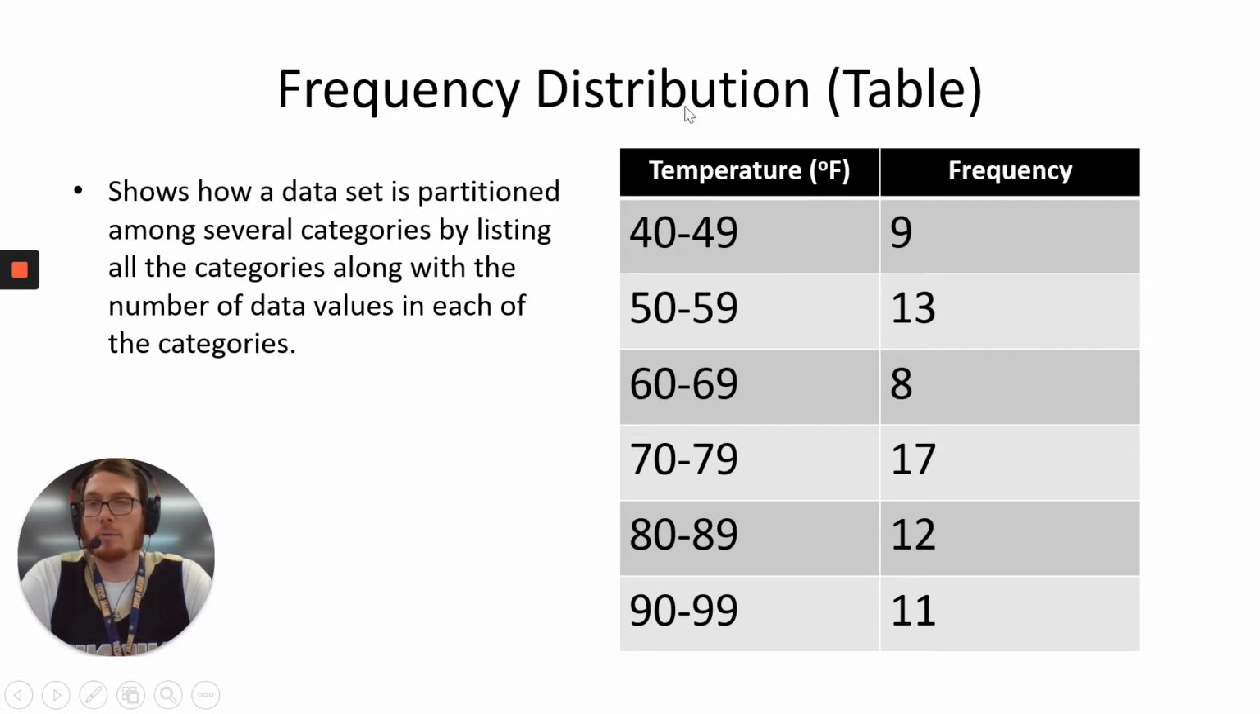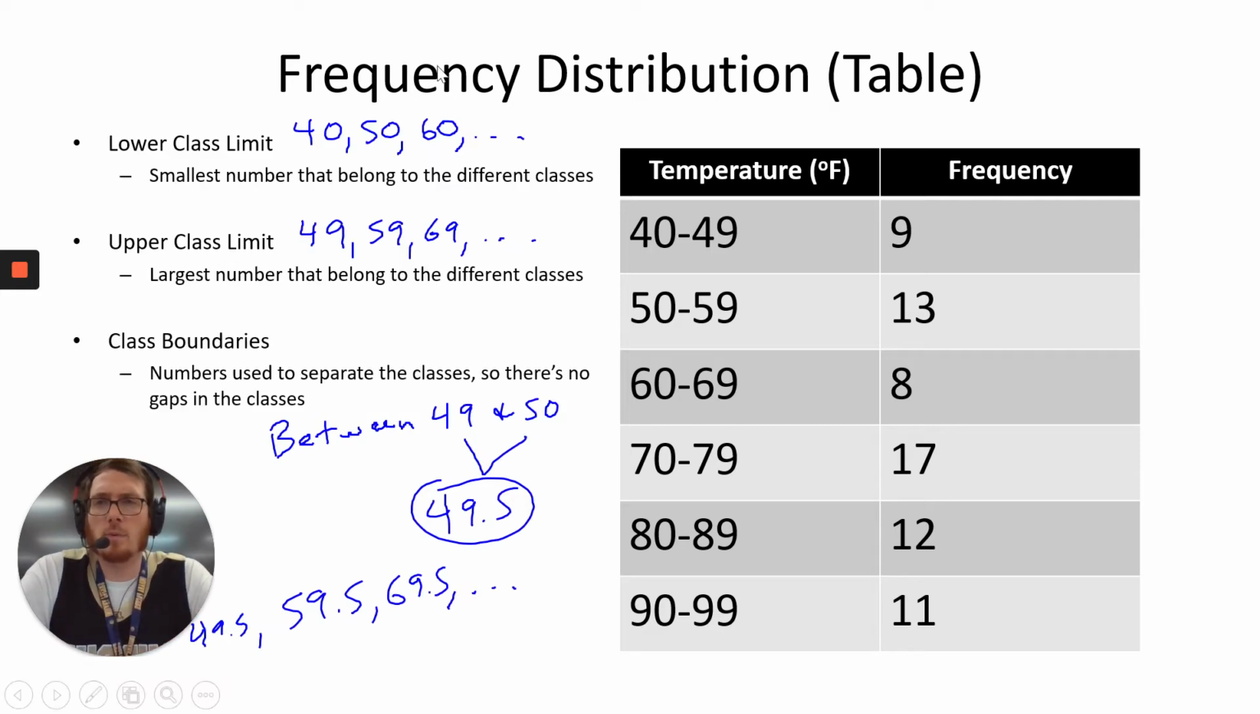Anytime you're dealing with a frequency distribution, it's the category or the range of numbers, and then how many are there. There are a lot of different pieces dealing with frequency distributions that we need to discuss. One of those things is what's known as the lower class limit. The lower class limit is the lowest number that is in the class. Now, a class is just each of these rows. Like 40 to 49, that's one class. 50 to 59 is a class, etc. So the lower class limit is the first number in the category, which would be 40, 50, 60, etc.